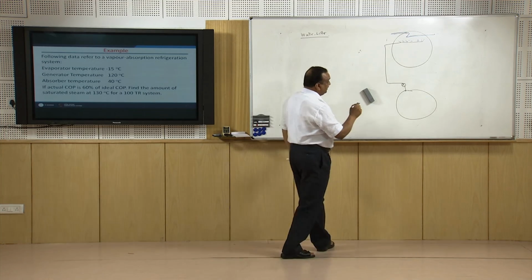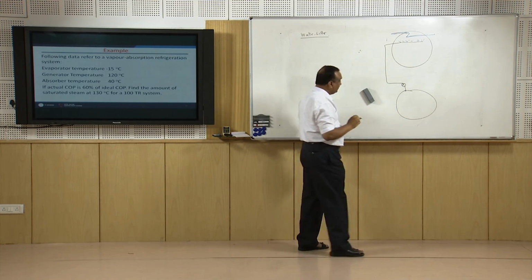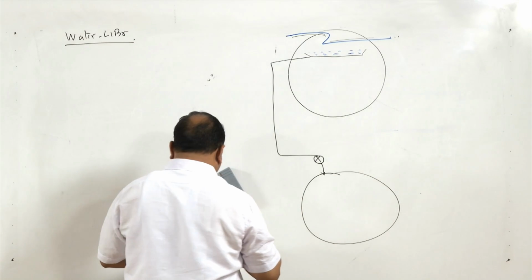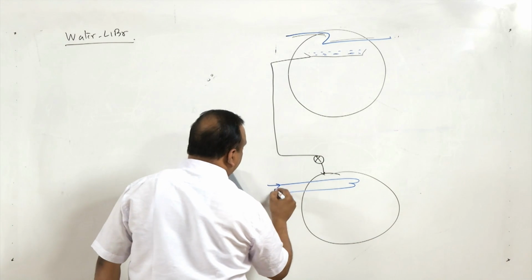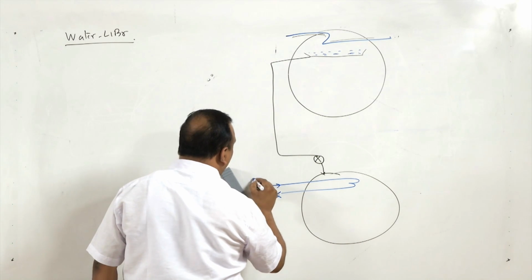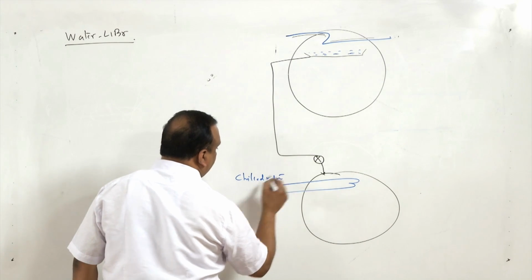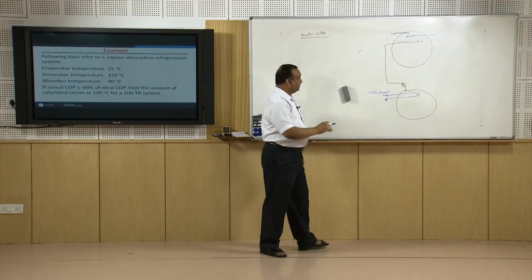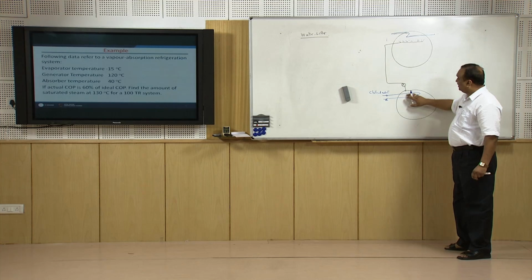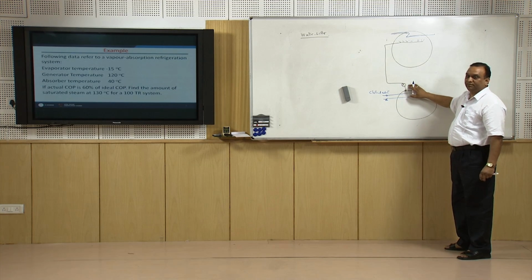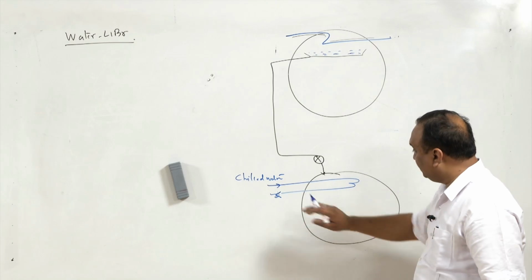Now after expansion, as we know, we get low temperature, low pressure vapor, that is water vapor, and there is a pipeline for chilled water. So chilled water is circulated in this pipeline. So when the low temperature water vapor comes into contact with this pipe, heat is taken away by the water, and that is how the temperature of the water circulated in this pipe is reduced.